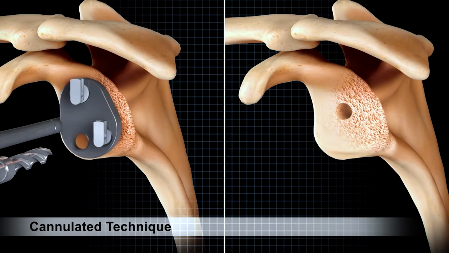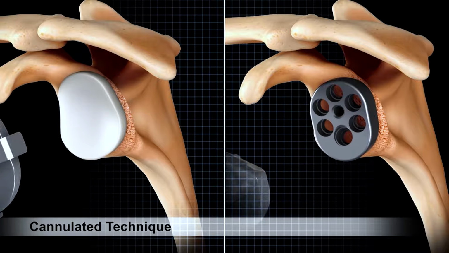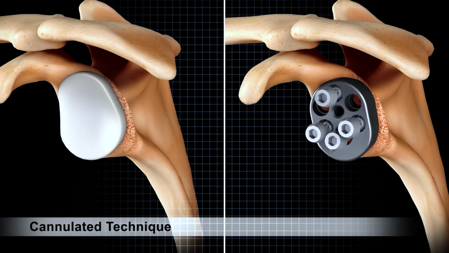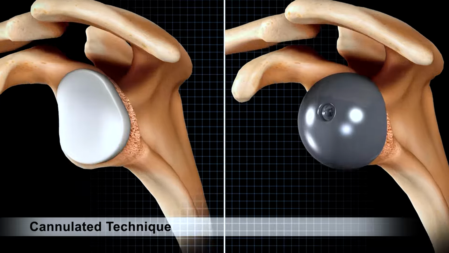For anatomic total shoulder arthroplasty, drill peripheral holes through the drill guide and insert cement into the holes. Next, impact posterior augment components. For reverse total shoulder arthroplasty, insert compression screws and locking caps into the base plate. Then insert glenosphere and locking screw.